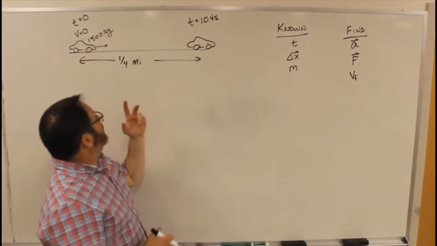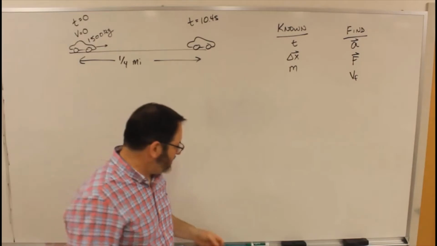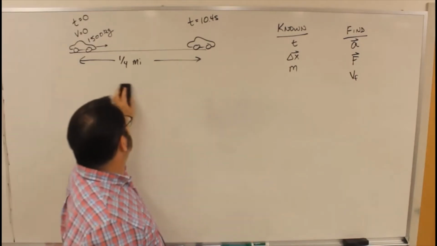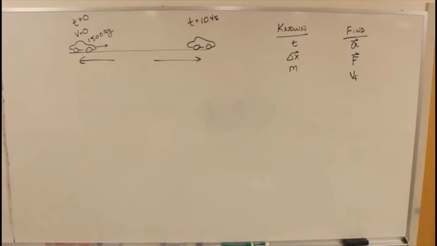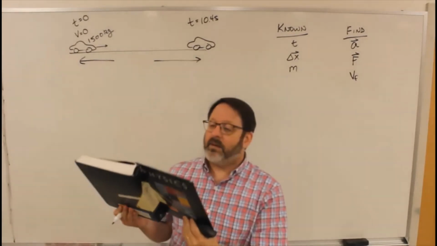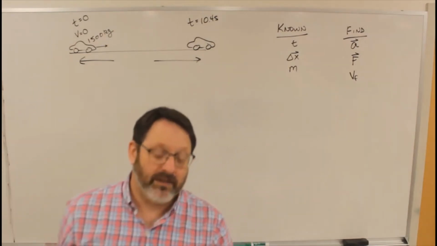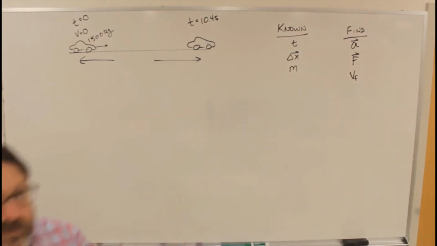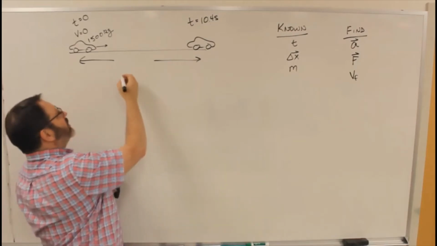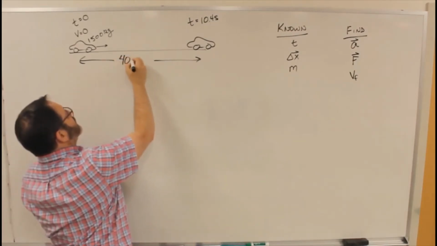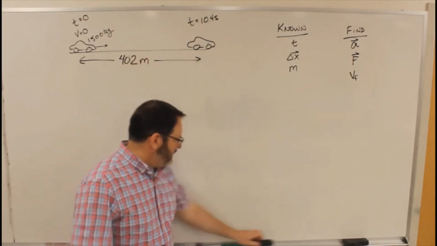So now, first thing I want to do, I want to get rid of the quarter mile because that's not an SI unit. So a quarter mile, I look for the conversion factor. So in my copy of the textbook, it says that 1 mile is 1,609 meters. So if I take 1,609, multiply it by 1/4, I'll get 402. So a distance of 402 meters.